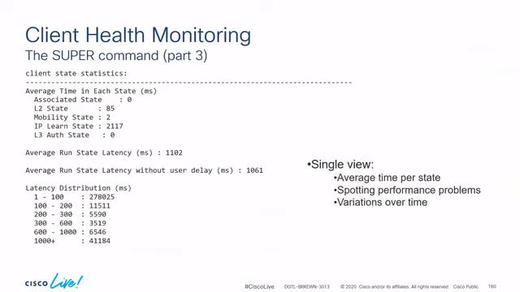The third part of this command provides you the state statistics. Basically, it will tell you the average time that the client spent in a particular state. So if you see that in this example, the IP learn state is where the client is spending a lot of time, that increasing average time would be an indicator that the DHCP process is experiencing some congestion, and you can go look at the network and identify between the controller and the DHCP server what sort of path you have and what you can do to alleviate the congestion.